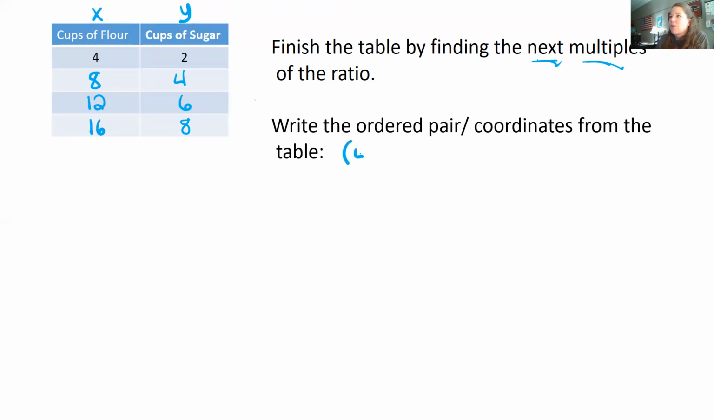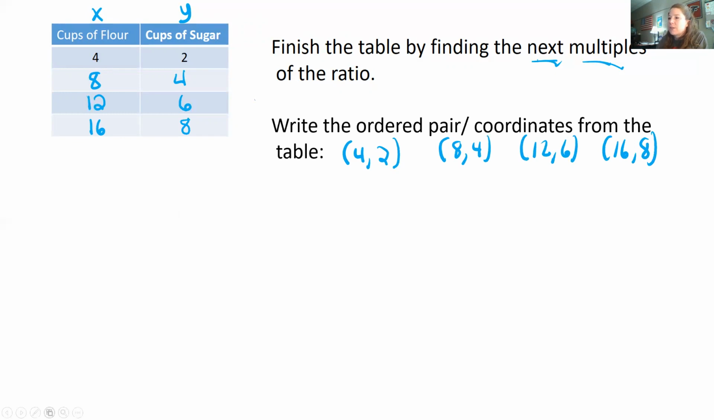We're going to write 4, 2. That's X, Y. Our second ordered pair is 8, 4. Our third ordered pair is 12, 6. And the fourth is 16, 8.